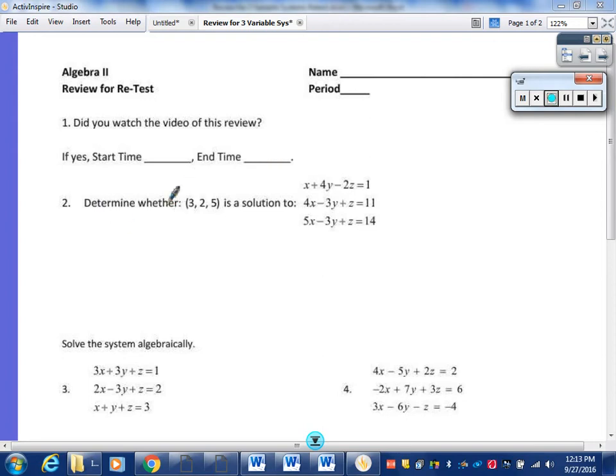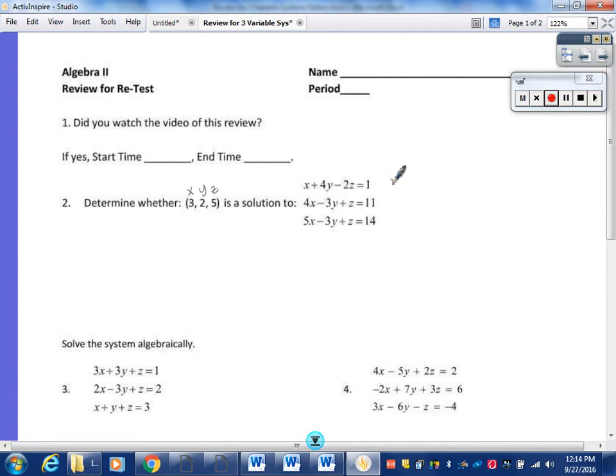The first question on this review is to determine whether (3, 2, 5) is a solution to this system right here. The way that we determine whether this is a solution to the system is that we plug it into each equation and see if it works. If it works in the equation, then we need to check all three. As soon as you find an equation that it does not work in, you can stop. Remember, this is x, this is y, and this is z.